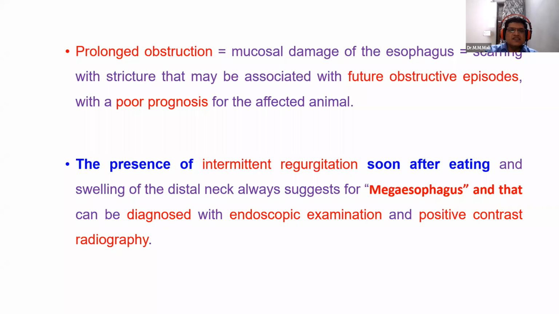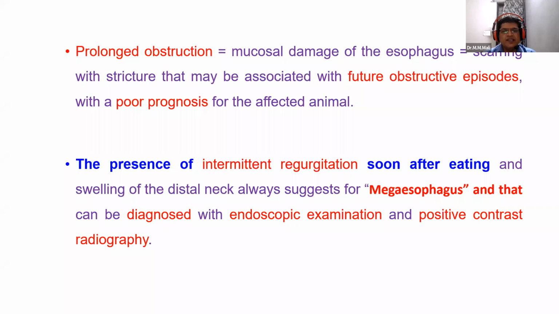If the obstruction is prolonged, this prolonged esophageal obstruction may cause mucosal damage of the esophagus, then cause scarring and stricture in the esophagus, and make the animal prone to future obstructive episodes with a poor prognosis, and the affected animal should be culled.